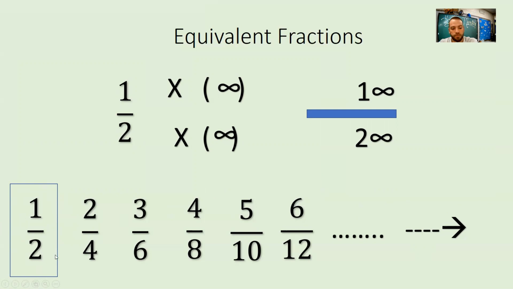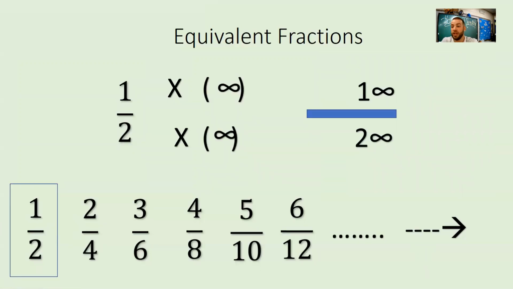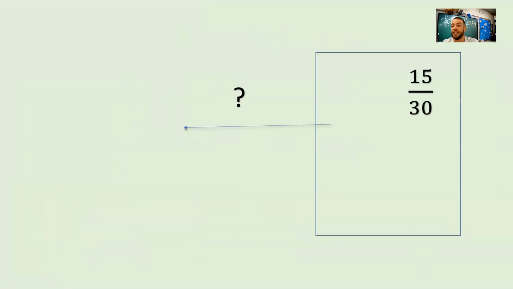You can't go smaller than 1/2 here. Every fraction has one smallest equal fraction. It's called its simplest form. Today we're going to learn that we have to find that simplest form. So if I had 15/30, we know that 15/30 is equal to 1/2, but how would we find that?